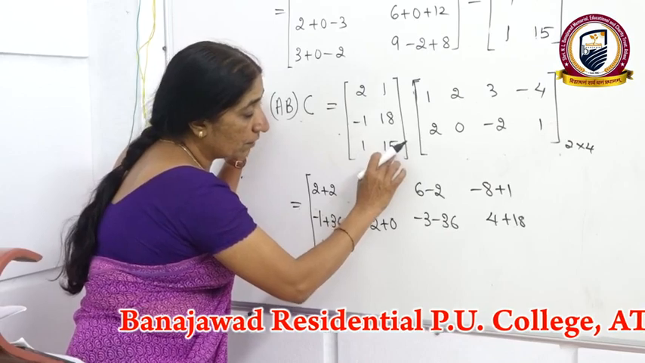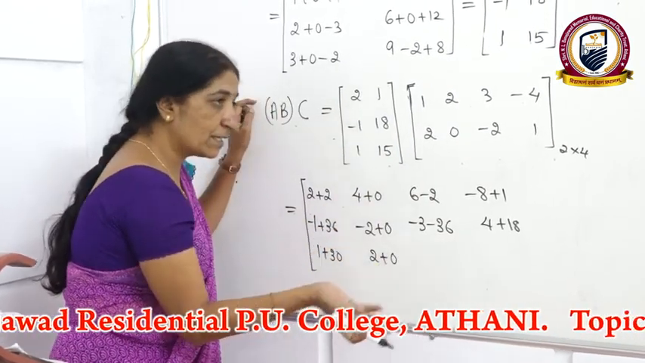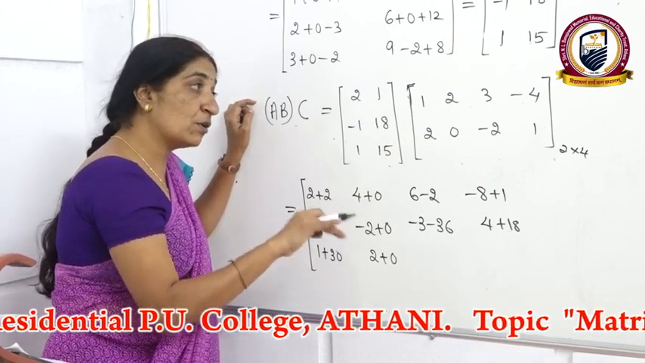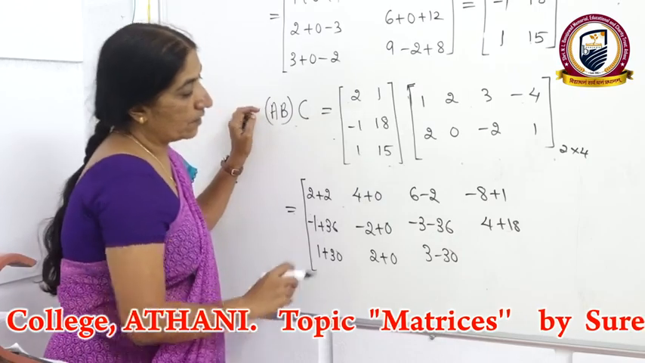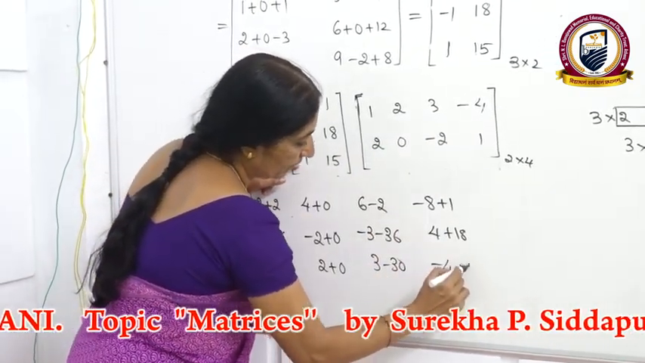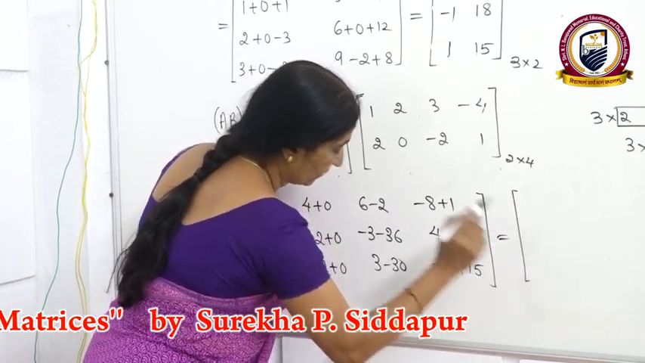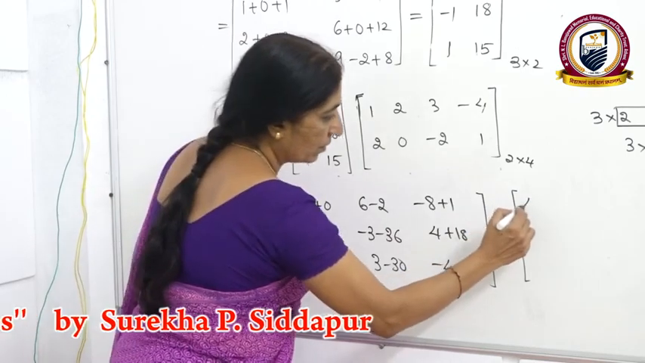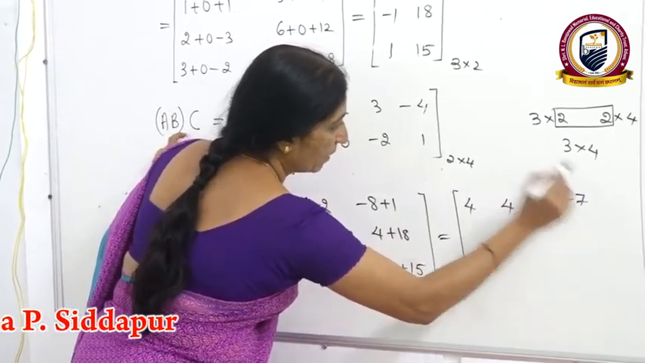Then third row with second column. See, what is the next then? The next one is third row with third column. Next one, third row with fourth column. Yes, simplify this. This one is 4, next one is 4, the next is also 4, the next one is minus 7.